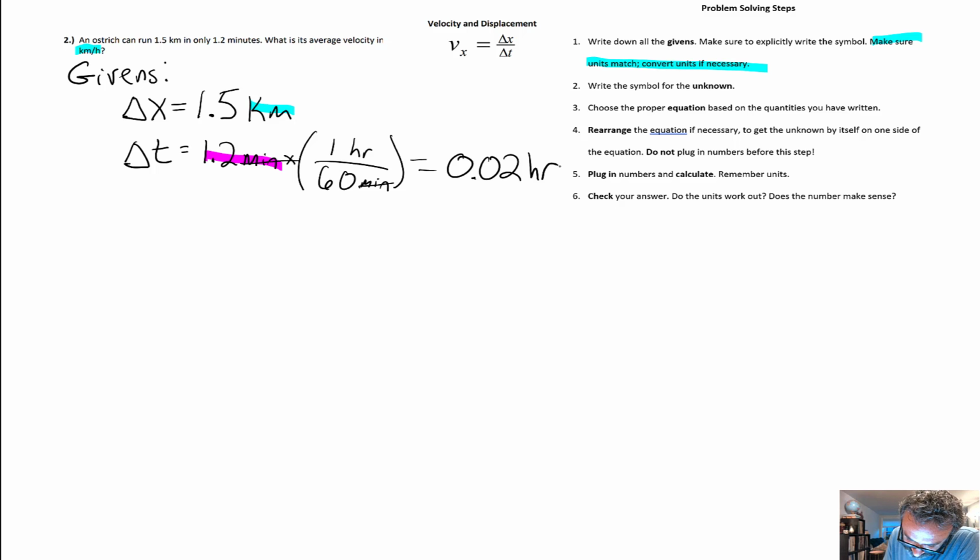So now we go on to step 2 here, and we write the symbol for the unknown. It's asking for the average velocity. That's my Vx. So that's what I'm looking for here. When I go to step 3, which is where we're at, I need to pick the right equation for the problem. And in general, we'll do that by looking for an equation that has all the symbols we've written down so far, but this is really early on. We only have the one equation to pick from, so I'm going to write down Vx equals delta x over delta t.